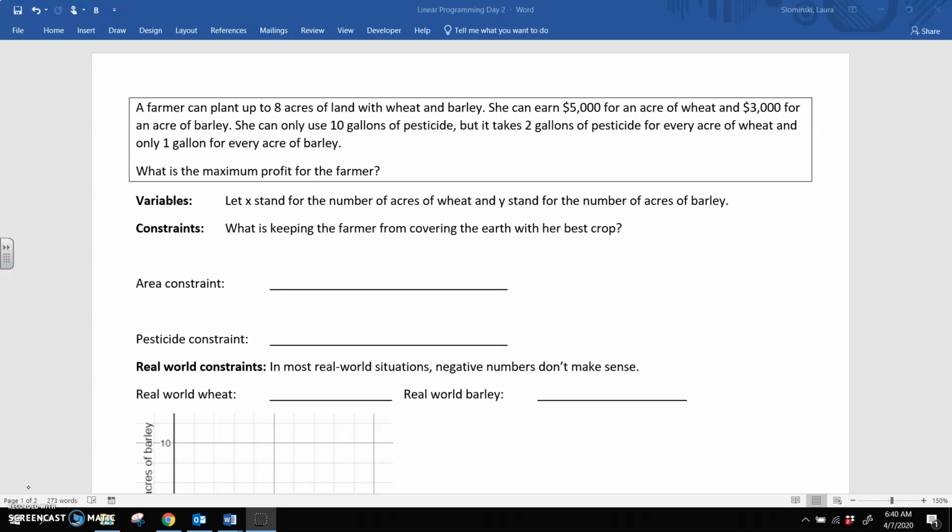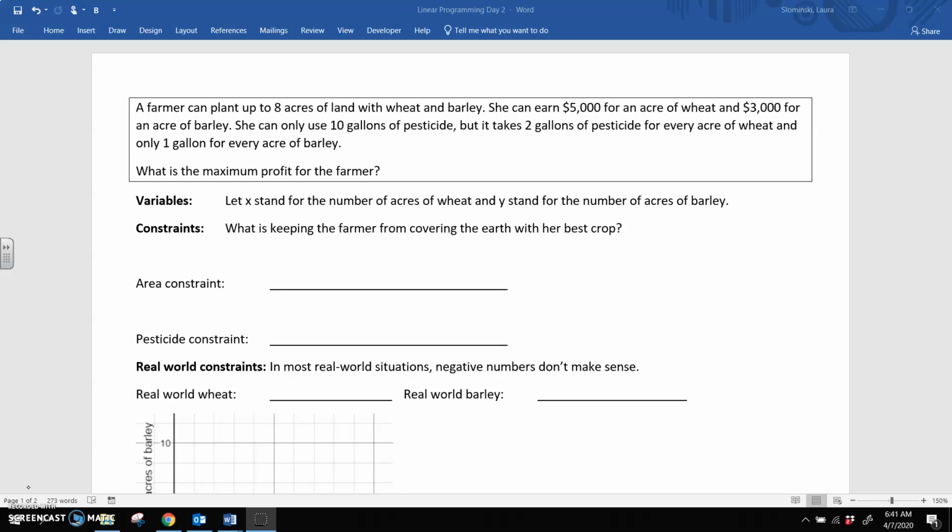It says a farmer can plant up to 8 acres of land with wheat and barley. She can earn $5,000 for an acre of wheat and $3,000 for an acre of barley. She can only use 10 gallons of pesticide, but it takes 2 gallons of pesticide for every acre of wheat and only 1 gallon for every acre of barley. What is the maximum profit for the farmer? That last sentence is actually my big key because that's what I'm trying to find. I need to maximize the profit.